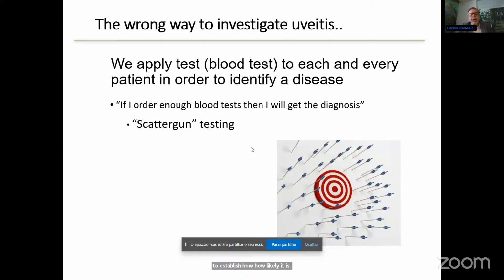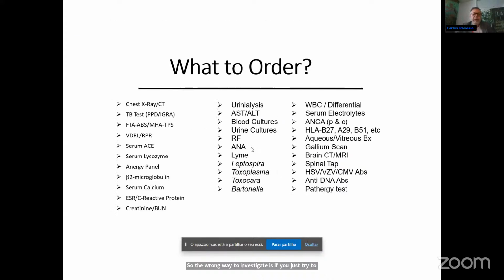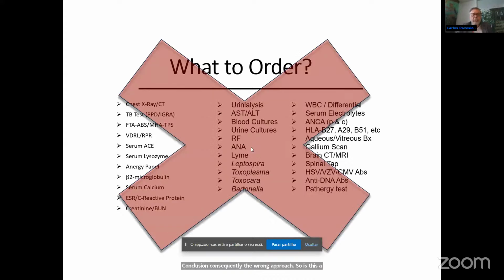So the wrong way to investigate is if you just try to request tests in an attempt to find a reason for that problem. If you look at this table here, if you don't have a clue, you're hoping to tick all the boxes and find out an answer. Most of the time you'll get it wrong because the result will not match what you're seeing, and you end up with the wrong conclusion and consequently the wrong approach. So is this a good thing to do? No, definitely not. We should not be doing that.